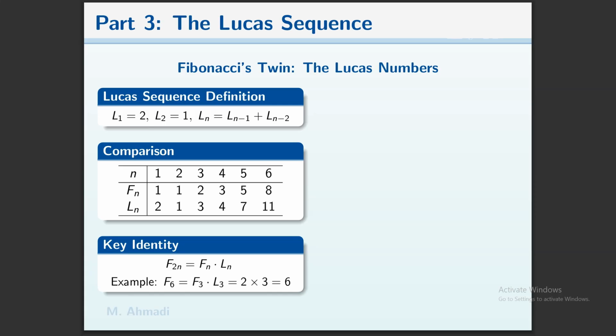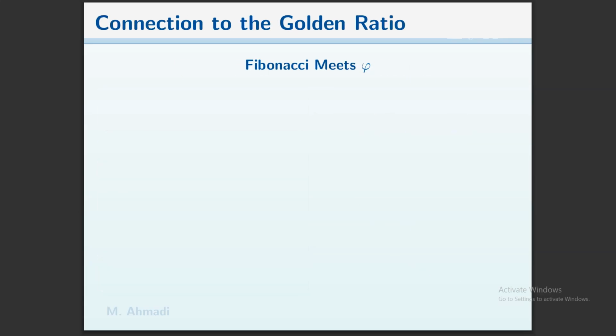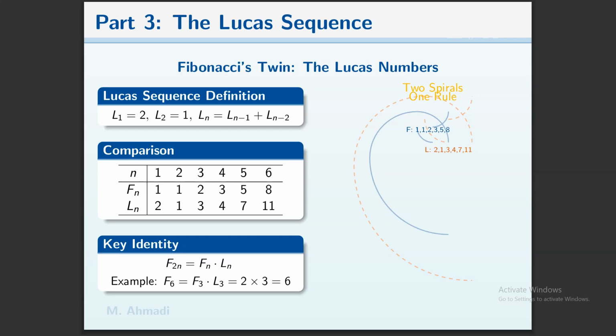For different n, we have the Fibonacci numbers and Lucas numbers. For n equals 1, 2, 3, 4, 5, 6, the Fibonacci numbers are 1, 1, 2, 3, 5, 8, and the Lucas numbers are 2, 1, 3, 4, 7, 11. The key identity is F_(2n) equals F_n multiplied by L_n. For example, F_6 equals F_3 multiplied by L_3, which equals 2 multiplied by 3, which equals 6.